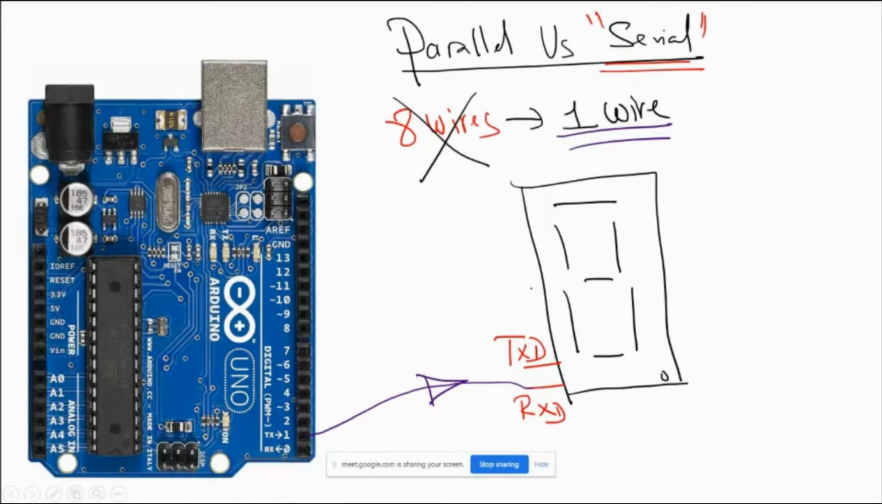So how is it possible? It is done by using the time sharing principle. What does time sharing mean? Instead of sending all the information in parallel, it will do it sequentially, one at a time.